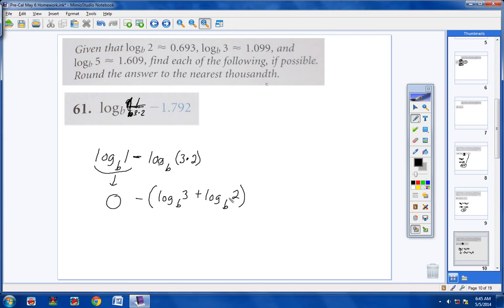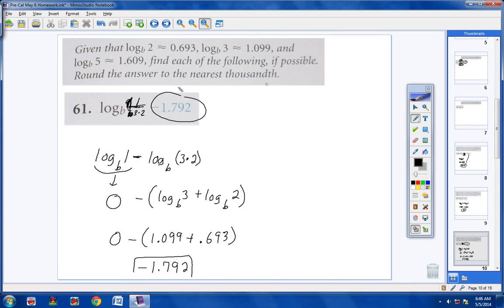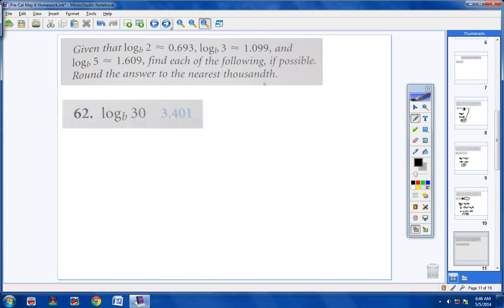Okay? So basically what I have now is 0 minus, and then parentheses, the logarithm of 3 is 1.099 plus the logarithm of 2 is 0.693. And so if you add these two together and then take 0 minus that number, you will get negative 1.792, which is the correct answer. Okay, moving on to number 62.